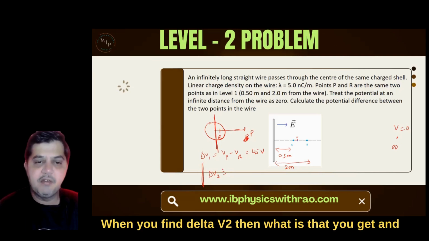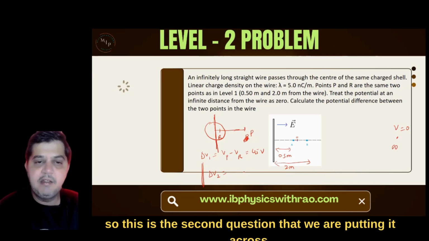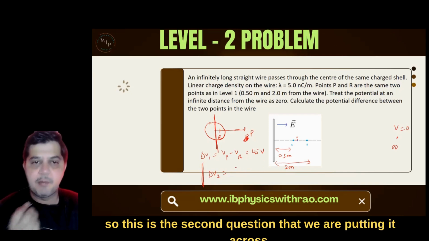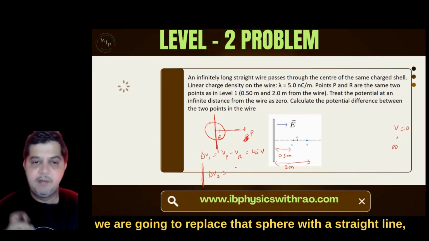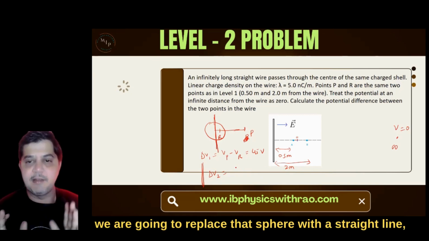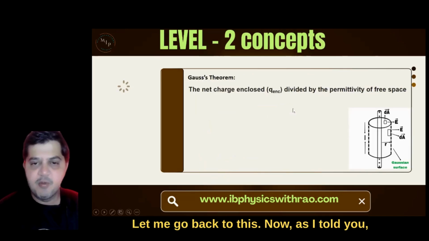When you find delta V2, then what is it you get? And then, okay, so this is the second question that we are putting into class. Okay, let us do it. We're going to replace that sphere with a straight line. That's it.